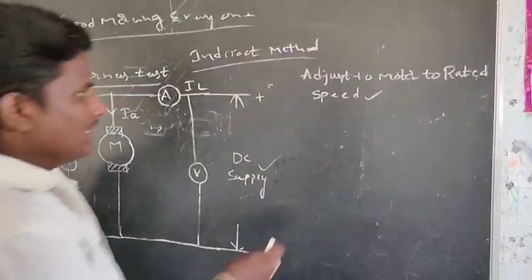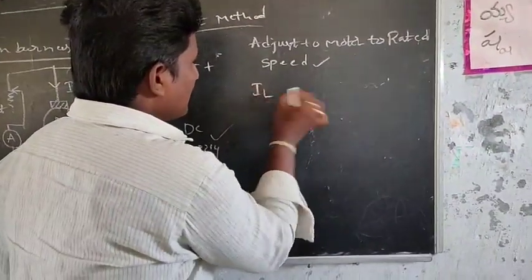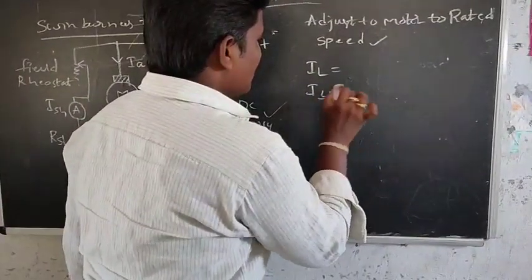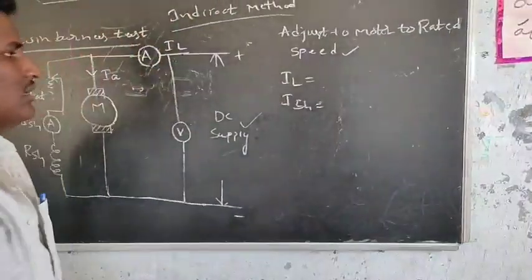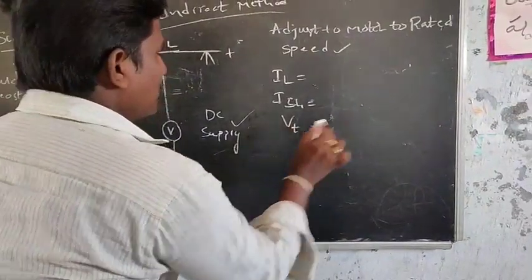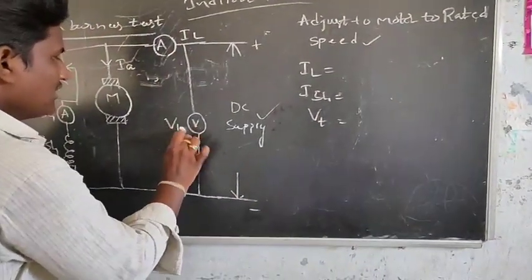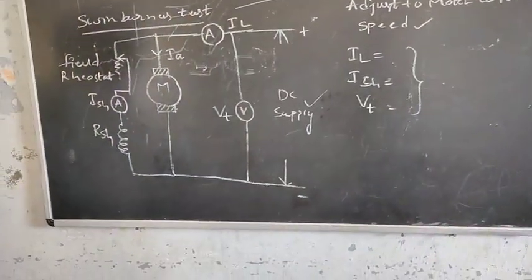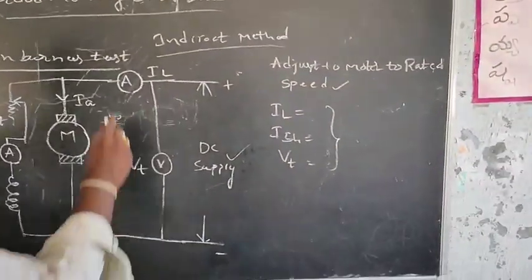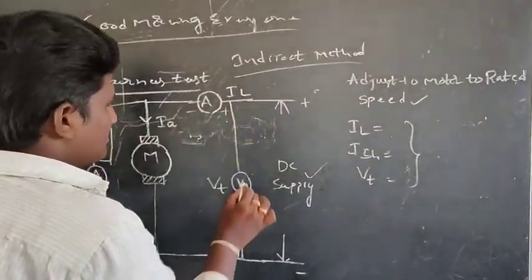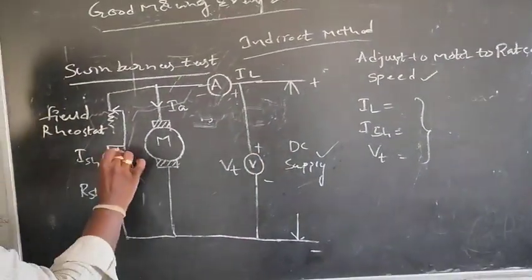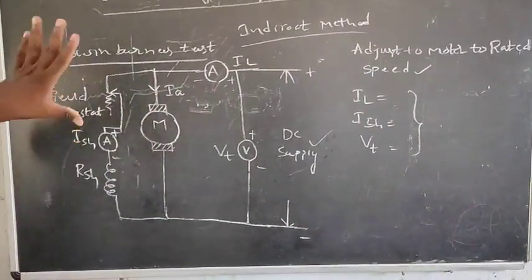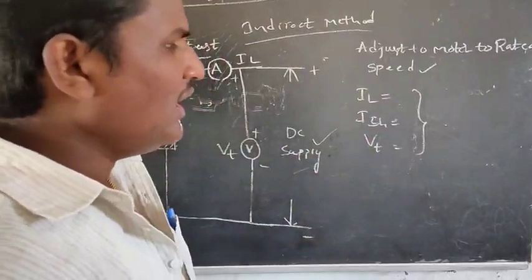After that, we can take the readings of IL, ISH, and the terminal voltage. These three readings can be obtained by measuring with the meters. So from this test, these three readings can be obtained.